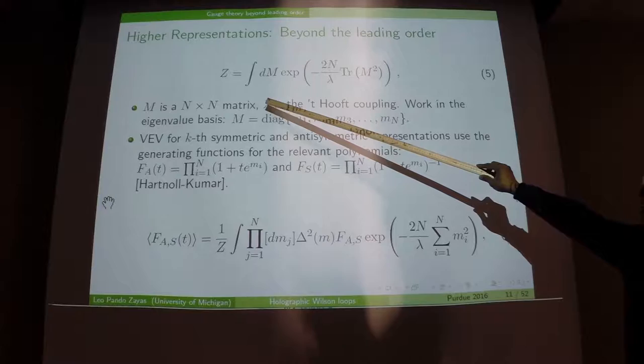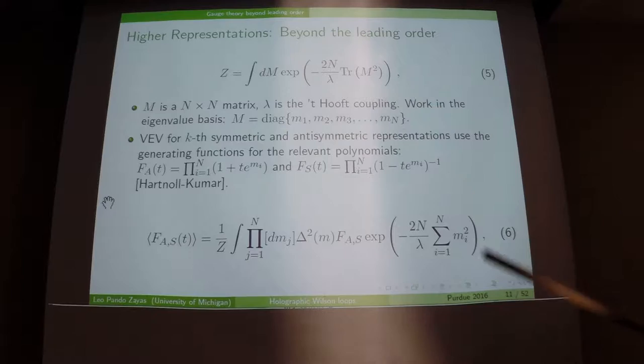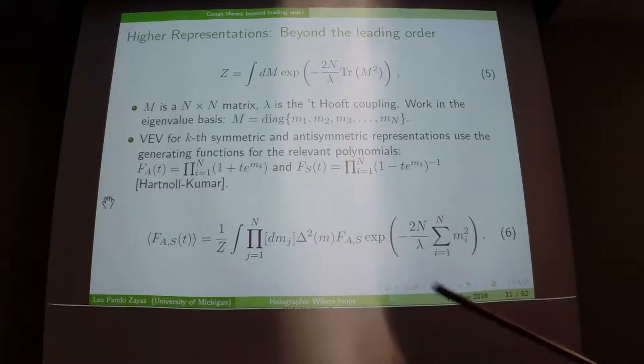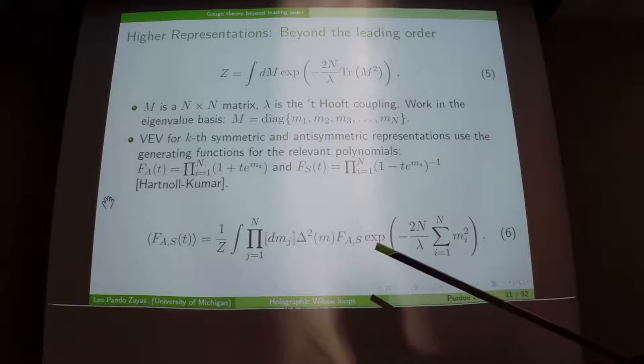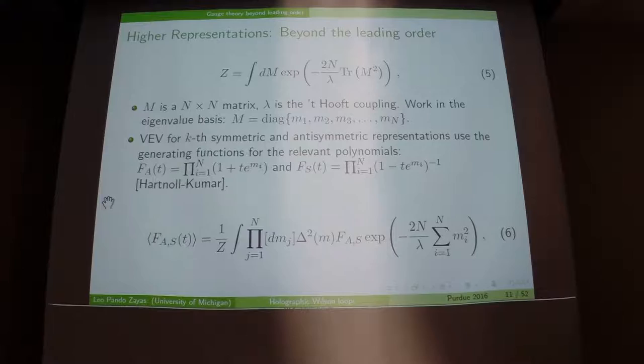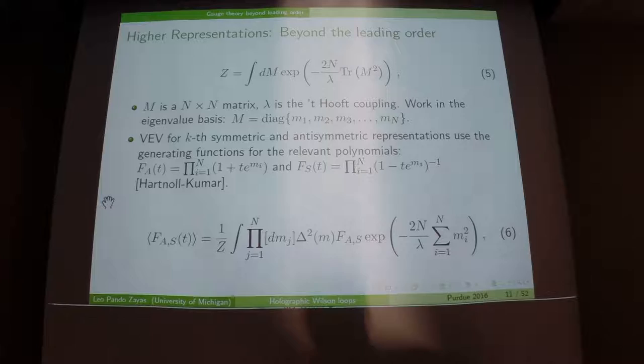Then of course, I switch this to an integration over eigenvalues. I will have to pay my Vandermonde determinant for doing that transformation. And now, instead of looking at the expectation value directly in the symmetric or anti-symmetric case, it is convenient to use some generating functions. This is a little technical, but I think it's useful because these kinds of calculations appear in many areas of physics.